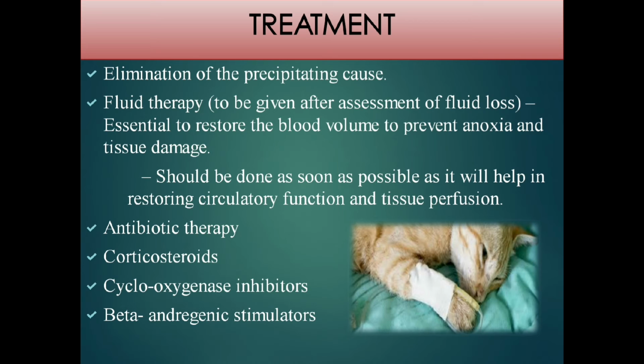Now, elimination of the precipitating cause is a must, whether it be cardiogenic, endotoxic, vasogenic, or any other. Fluid therapy, to be given after assessment of fluid loss, is essential to restore blood volume to prevent anoxia and tissue damage, and it should be done as soon as possible as it will help in restoring the circulatory function and tissue perfusion. Antibiotic therapy is important in endotoxic shock. Corticosteroids, cyclooxygenase inhibitors, and beta-adrenergic stimulators are important in cardiogenic shock.